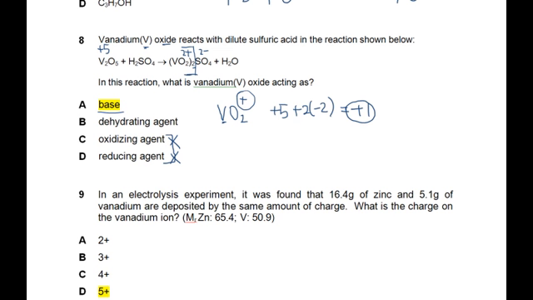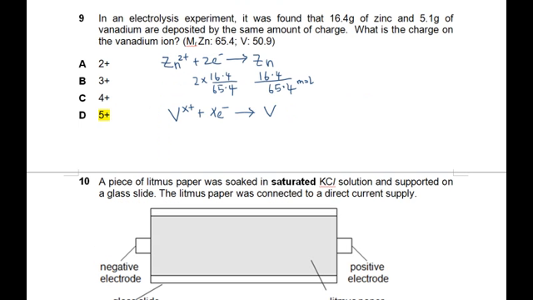That's it for question 8. Well, in question 9, we have the same amount of charge flowing through two electrolysis experiments, and it was found that 16.4 grams of zinc and 5.1 grams of vanadium were deposited by this same amount of charge, and we are asked to determine the amount of charge of the vanadium ion. So you've just got to write out a simple equation to represent the process.